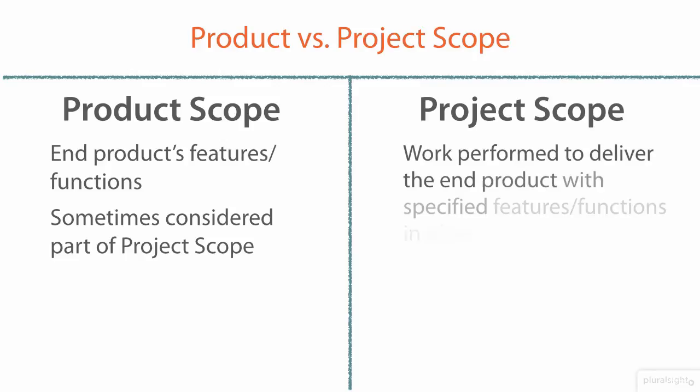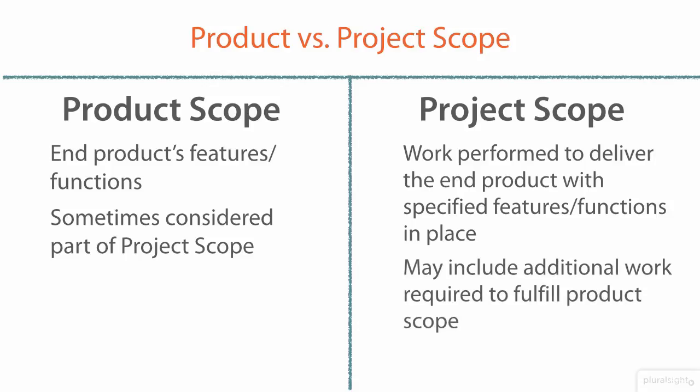Project scope includes work performed to deliver the end product with specified features and functions in place. So, from a product standpoint, we may only care about being compatible with both operating systems, for example, but that might require extended work on our back end to make sure that we are able to support both. That wouldn't necessarily be considered product scope if it's beyond what we would just associate with the product itself, but rather other actions, other administrative duties that had to happen in order to be able to bring those features to fruition. Therefore, project scope often involves additional work that might be required in order to fulfill the product scope.